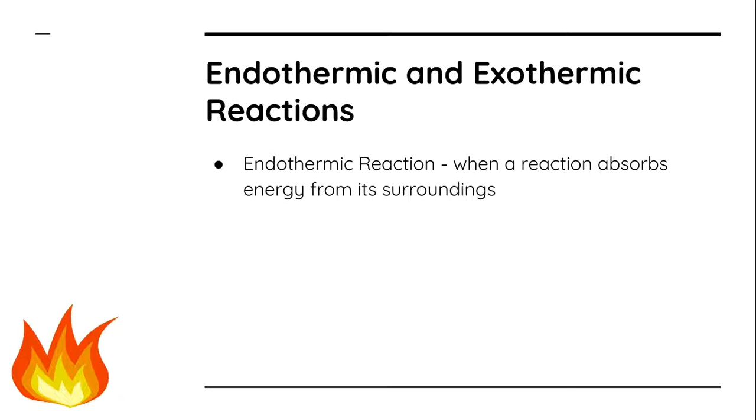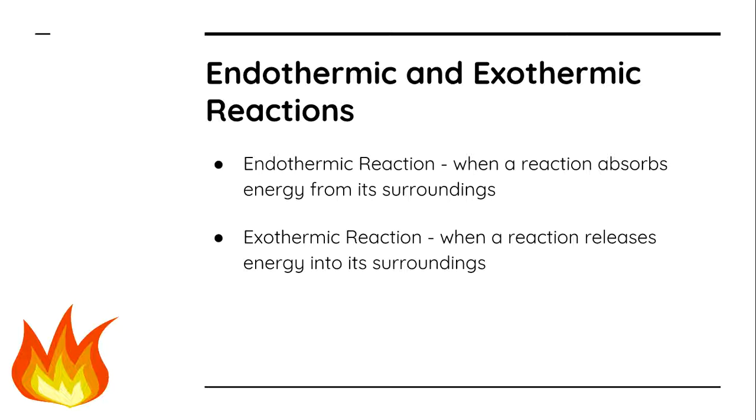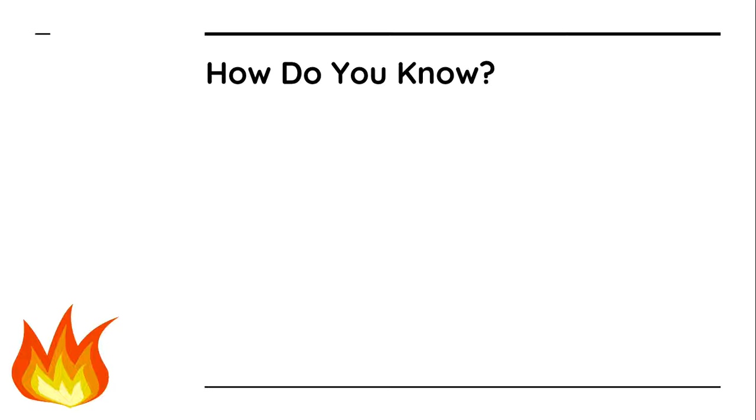An endothermic reaction is when a reaction absorbs energy from its surroundings, so it will take in the heat from its surroundings and become hotter. An exothermic reaction is when a reaction releases energy to its surroundings, meaning it will release heat and become colder. So an easy way to remember this is endothermic, meaning it takes heat in, and exothermic is releasing heat.